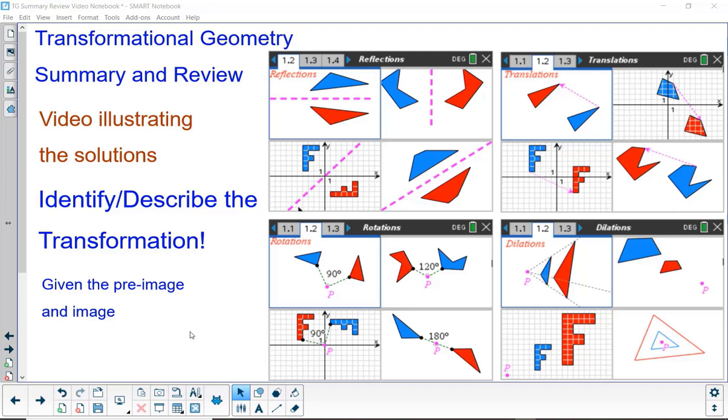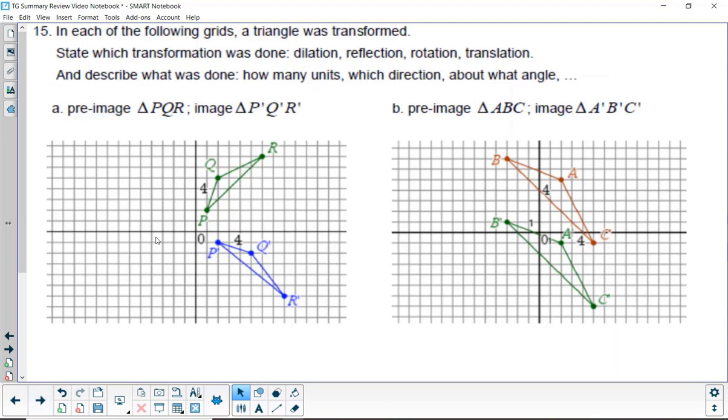Transformational geometry, summary review. Here we're going to identify or describe the transformation. That is, given the pre-image and image, tell me what's going on. Number 15 says, in each of the following grids, a triangle is transformed. State what transformation was done. Also describe what was done. So let's look at part A. The pre-image is the green triangle. The image is the blue triangle.